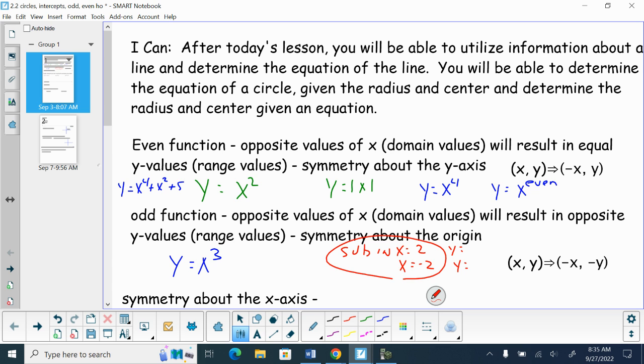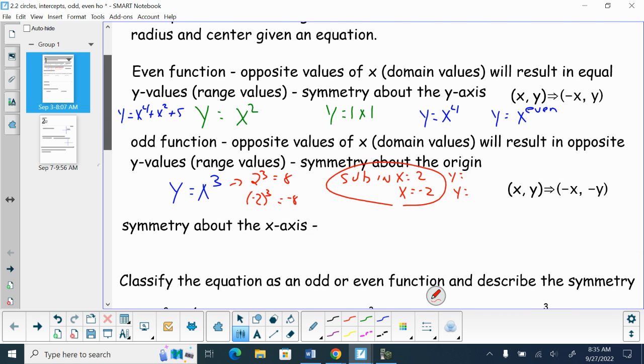Y equals x to the 5th, y equals x to the 7th will result in the exact same thing. If I would put in 2, I would have 2 cubed, or a -2 cubed. We get -8, we get a value of 8. I put in opposite values for x, I get opposite values for y. So we are an odd function.